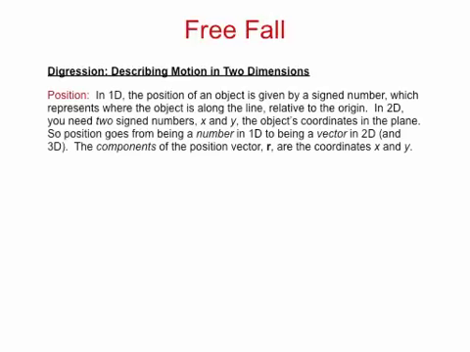two or three dimensions. In 1D, the position of an object is given by a signed number, which represents where the object is along the line relative to the origin. In 2D, you need two signed numbers, x and y, the object's coordinates in the plane. So position goes from being a number in 1D to being a vector in 2D and 3D. The components of the position vector r are the coordinates x and y.